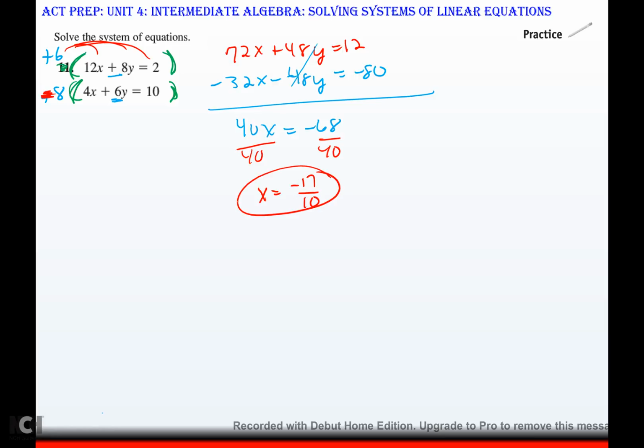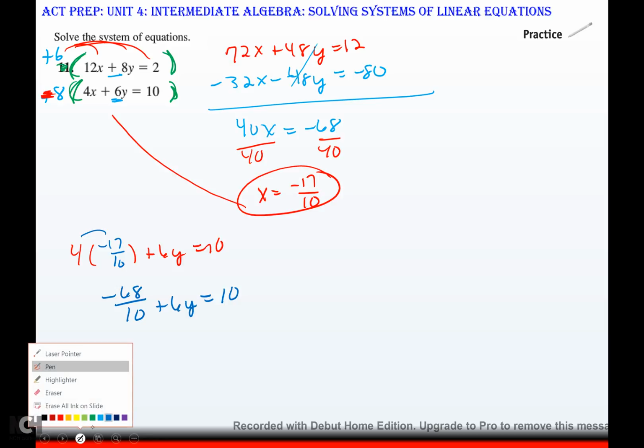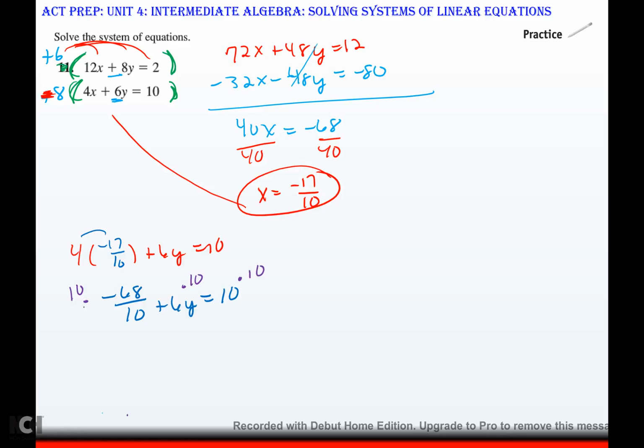So now I'm going to plug that in, and I went to the bottom one. So I have 4 blank plus 6y equals 10. I'm going to plug in negative 17/10. Okay, I distribute the 4. That's going to give me negative 68 over 10 plus 6y equals 10. Then I can kill the fraction. Multiply by 10, multiply by 10, multiply by 10. That gives me negative 68 plus 60y equals 100.